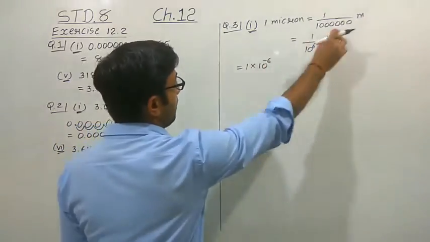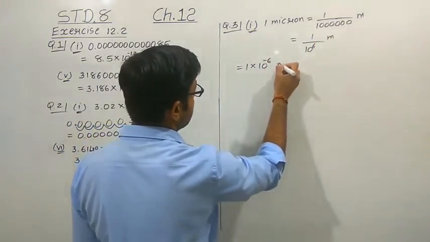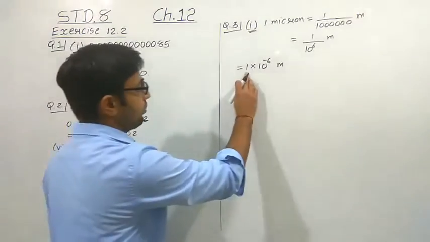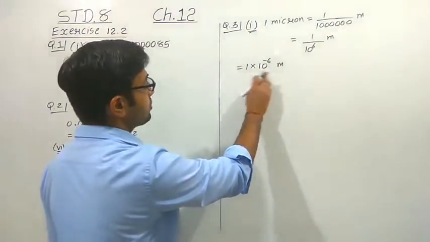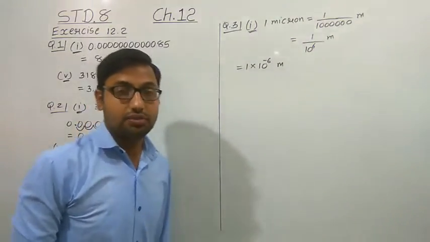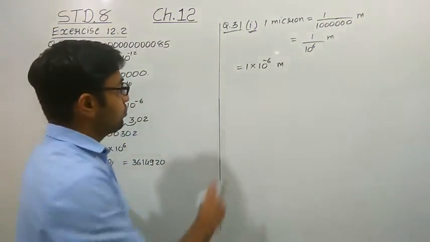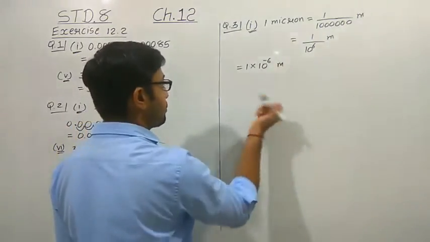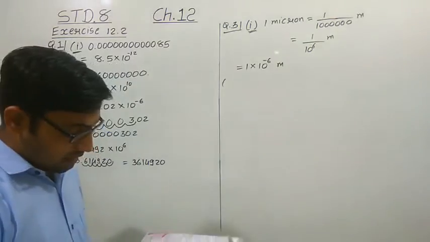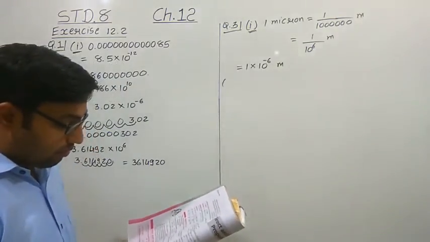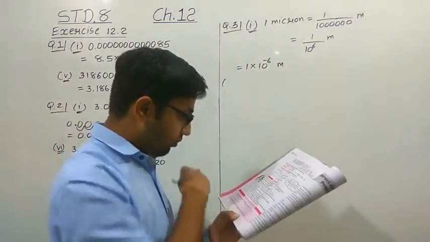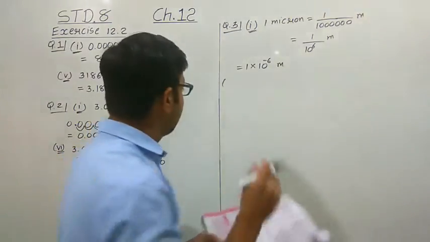So 1 micron, now we can write as 1 into 10 raised to minus 6 meter. Right? Actually, we do not even need to write the 1, because multiplication with 1 gives the number itself, since 1 is the multiplicative identity. So the answer 10 raised to minus 6 is also right. Now next one. Here also the numbers are given, so we can convert them into the standard form. Let us take the fourth one.